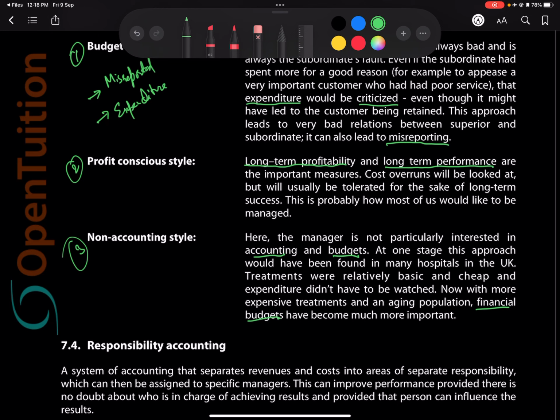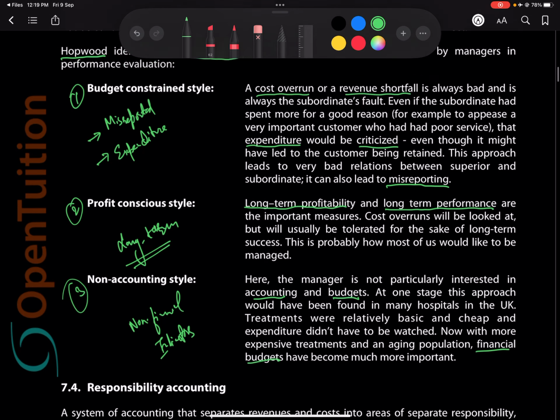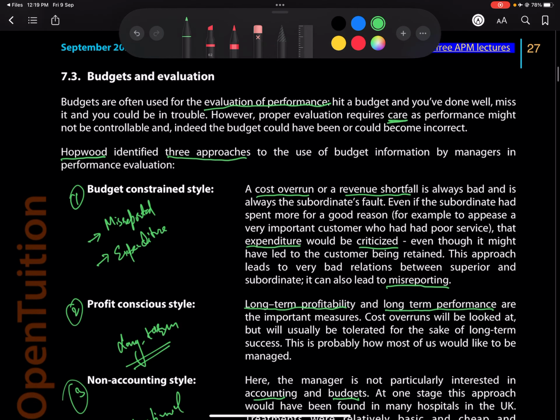It's more about non-financial indicators. Okay, it's more focused on delivering those non-financial indicators. The profit conscious style, on the other hand, is more about the long term. So that's pretty much it in terms of budgeting and its evaluation.